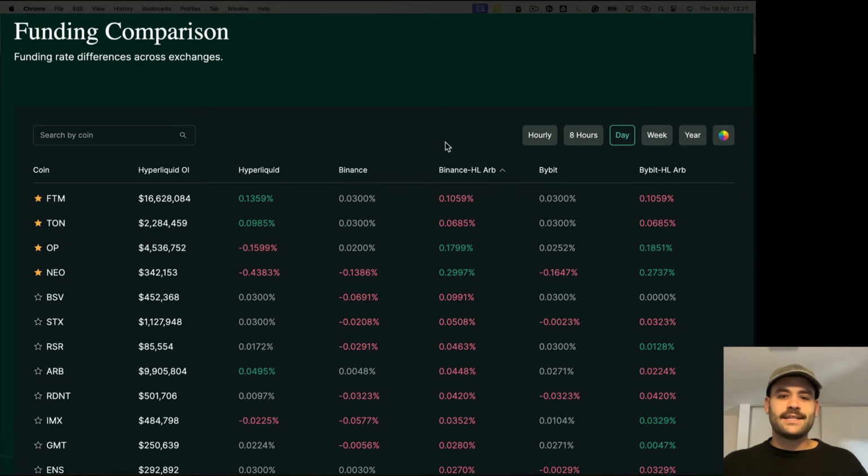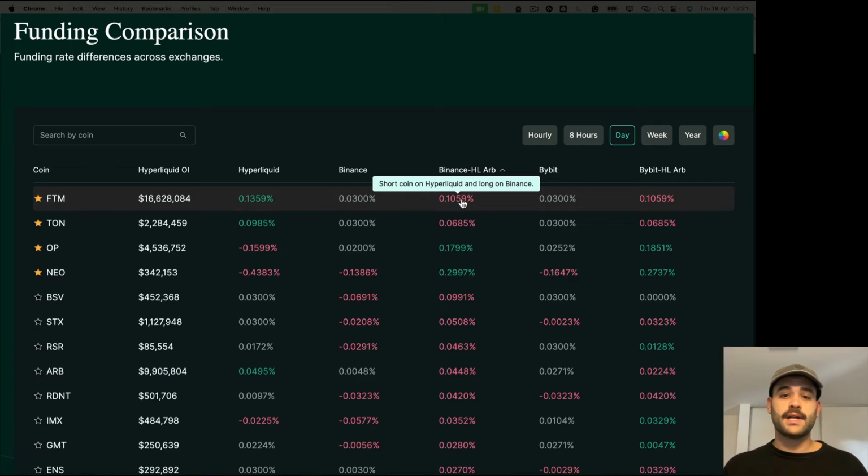So let's analyze this a little bit. As we mentioned, if it's positive, the short gets paid. So in this case, in Hyperliquid, we are going to get paid 0.13 for going short here, and we need to pay 0.03 in Binance. So as you can see, the difference between these two is this value.